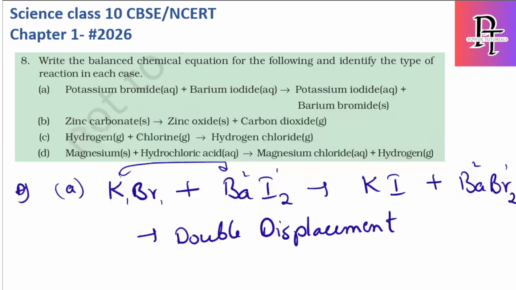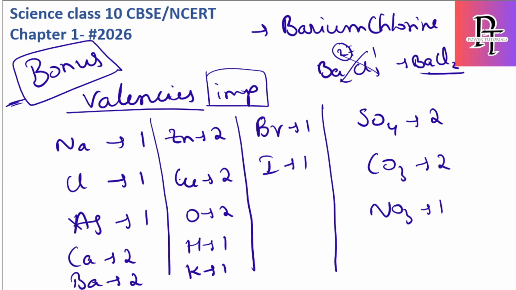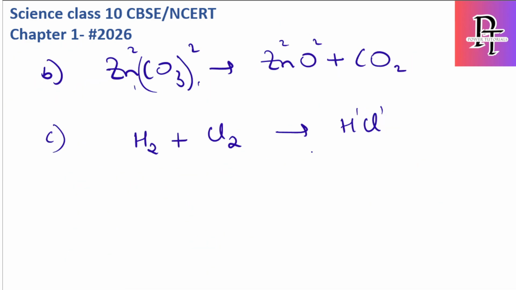Let's see the C part. Hydrogen and chlorine, hydrogen chloride. Okay, so hydrogen is a gas, it is a diatomic molecule, whereas chlorine is also a gas, a diatomic molecule. It is forming HCl. Hydrogen valency 1, chlorine valency 1. You can see here hydrogen valence is 1, chlorine valence is 1, so both are the same. But here 2 and 2 are present, so if you simply keep 2, it becomes balanced.